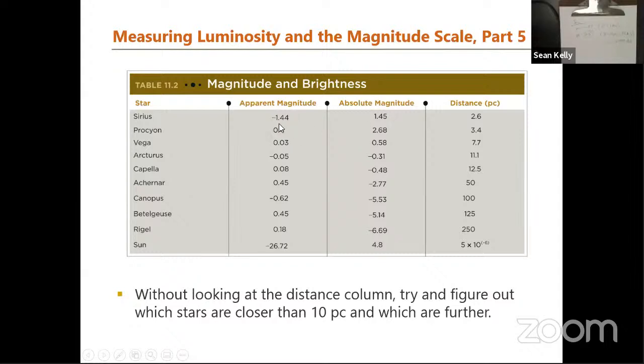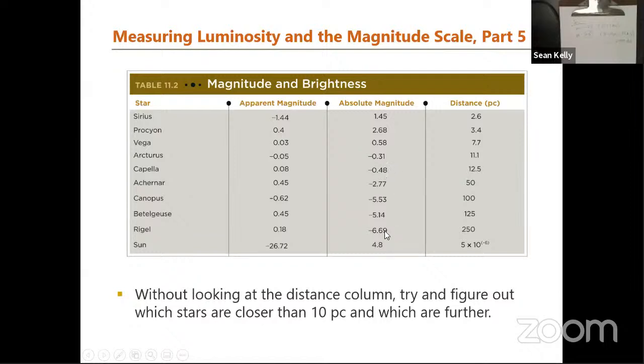Look at this one, right? 0.4 and then 2.68. Did it get brighter or dimmer? It got dimmer. And of course, the reason is because you moved it further away. Now there are some like Arcturus, take a look at Arcturus. It's negative 0.05 and now negative 0.31. What happened to Arcturus? It got brighter, which means when we moved it to 10 parsecs, it got closer. And the reason is it started at 11 parsecs, 11.1. And you move it to 10, it gets brighter, okay, a little bit brighter. Same thing here, Capella, 0.08, negative 0.48, right? Because it's moving closer when we move it to the 10 parsec distance.